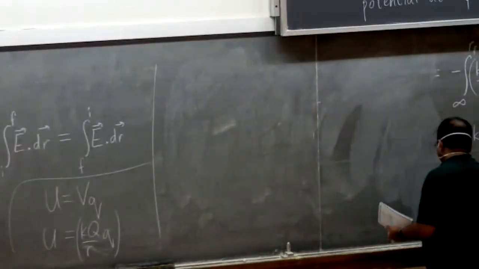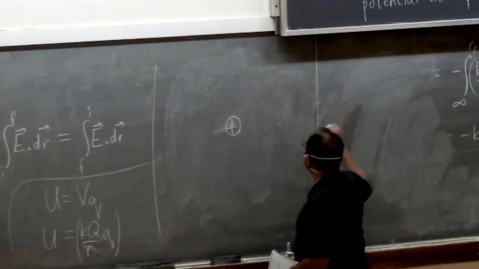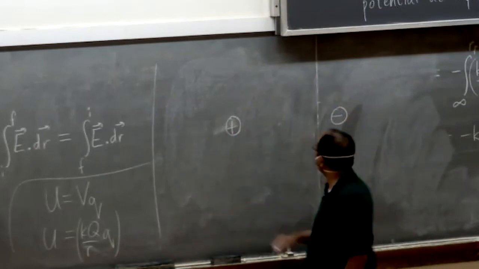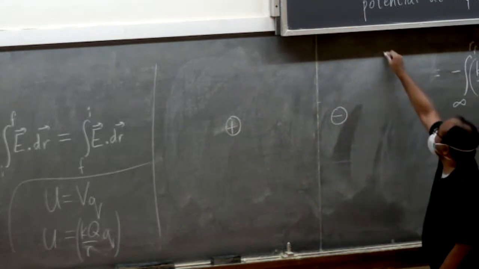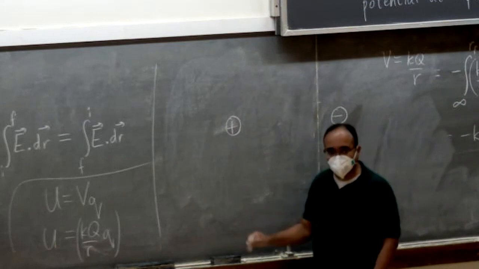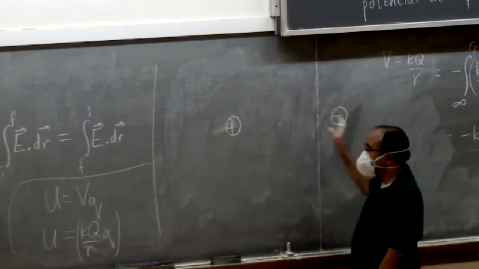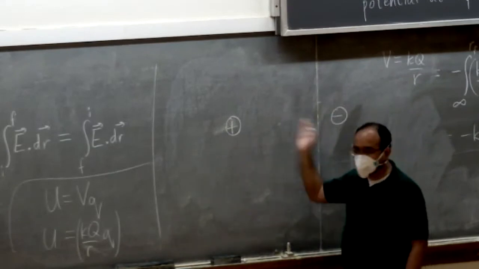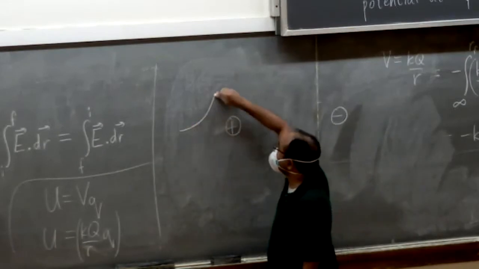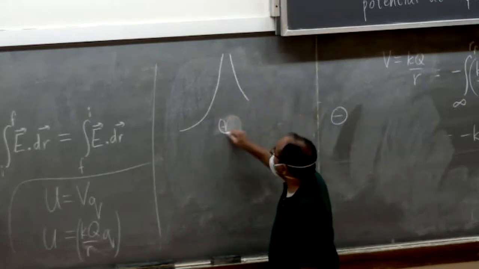If I had a positive charge over here and a negative charge over here, we know that the potential due to a point charge is V equals kq over r. So we can see that when we're close to the positive charge, its influence is going to dominate. There will be some potential due to the negative charge, but it's somewhat negligible compared to this. So you get a large positive potential that increases as you get closer to the positive charge.